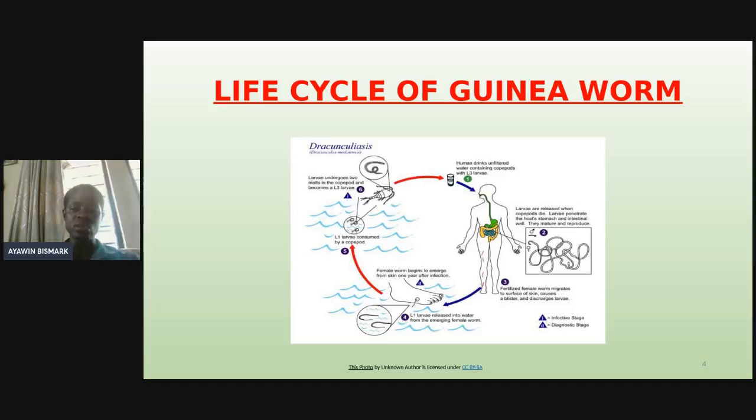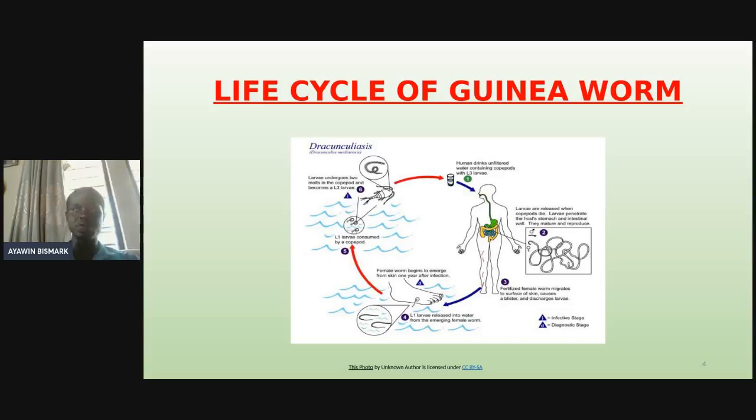Now it gets into us through taking contaminated water which has the copepod, which is affected by the guinea worm. When we drink such water, it gets into our body and is digested by the acid in our stomach. During the digestion, the worm is not destroyed, only the copepod is destroyed. Now, the worm gets an opportunity to be released into the stomach, moves through the walls and the intestines, then gets into the abdominal cavity where it matures.